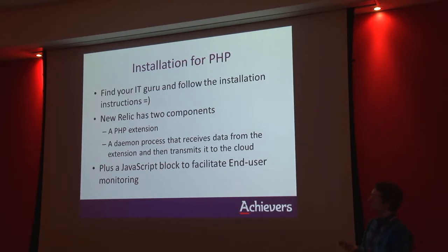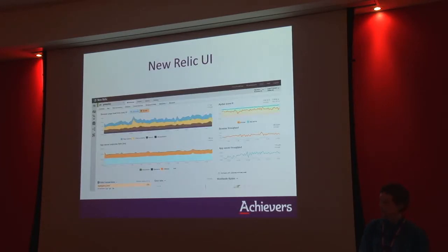So installation, not as simple as the other things we've talked about. So find your IT guru and follow the instructions. But basically, New Relic for PHP has two components. An extension, very similar to Xdebug, that runs as your application is going, and then a daemon process that gets that data and transmits it to the cloud to the New Relic servers for aggregation and statistical analysis.